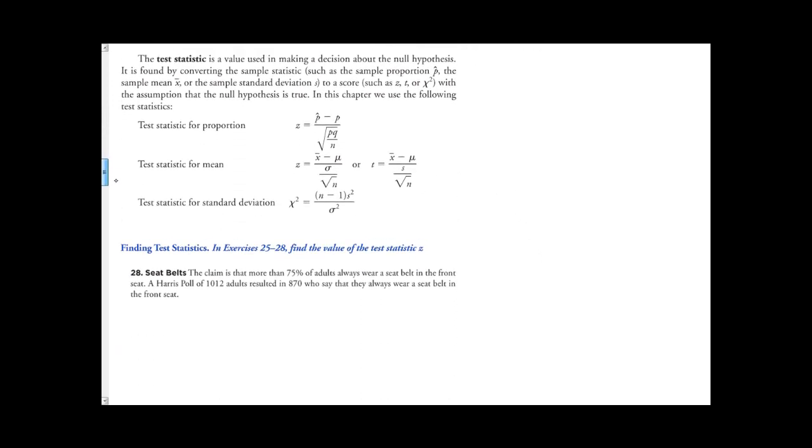All right, now we've been talking and talking about this test statistic, and if it falls in the rejection region and all this. Well, these are the test statistics. The test statistic is a value used in making a decision about the null hypothesis. These decisions we're making are always about the null hypothesis, okay? The test statistic is found by converting a sample statistic, such as the sample proportion, or the sample mean, or the sample standard deviation, p hat, x bar, or s. And we're going to take that value and convert it to a z-score. So the test statistic is just a z-score.